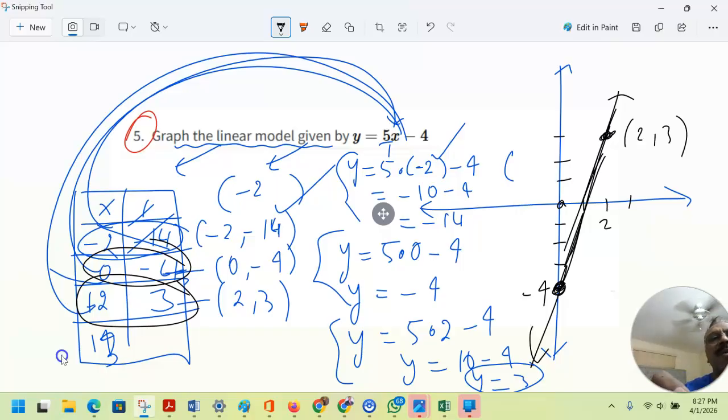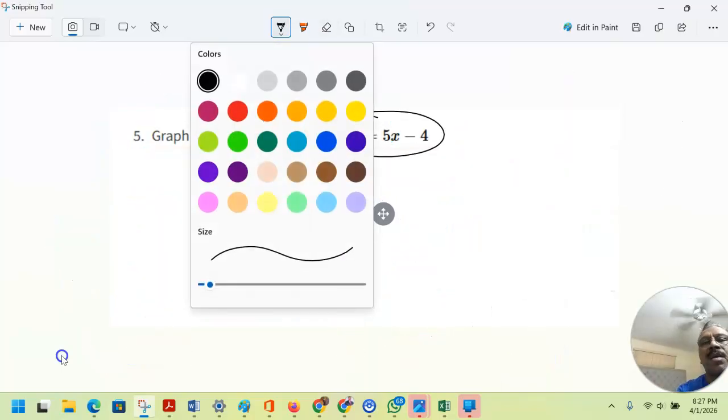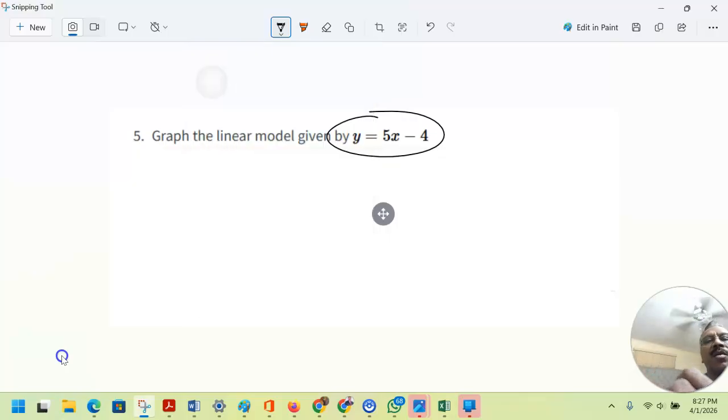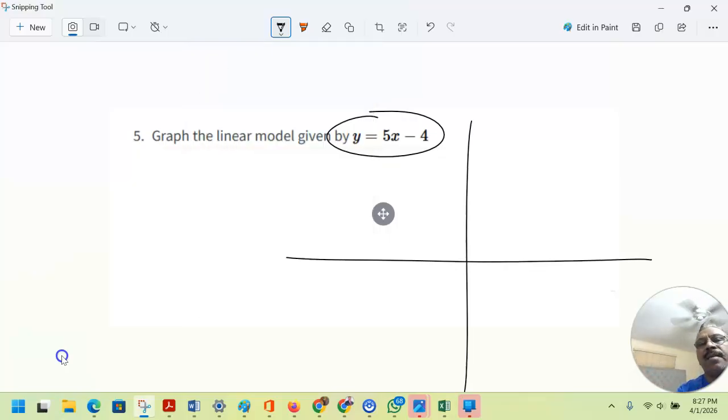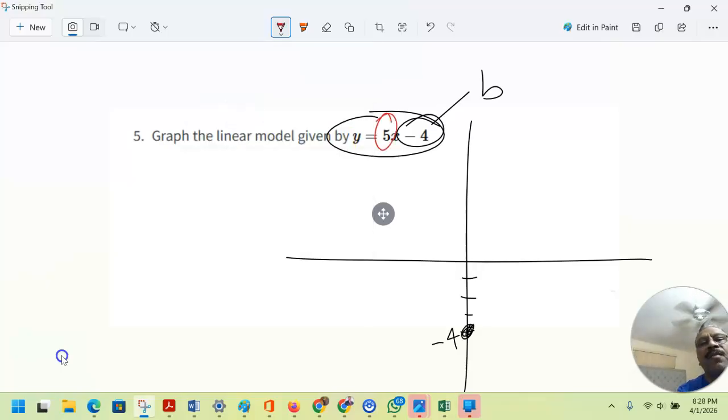But suppose you want to do it without directly, you are already given the grid and just use the y-intercept. So you start with this b, which is the y-intercept. Okay, that's where it starts. And the slope here is the 5, because this is the slope, which is 5. So I can write it as 5 over 1.